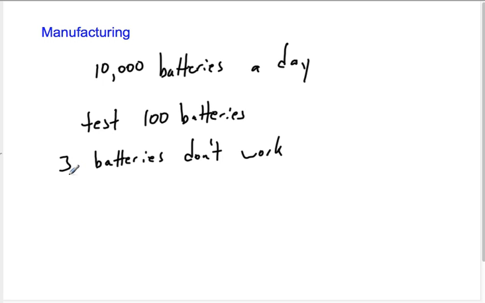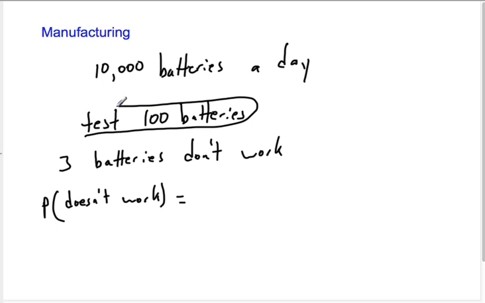So if we want to say the probability that the battery doesn't work, we could say, well, the number of trials in this case, because we're testing 100 batteries, would be 100, so that's on the bottom. And the number of favorable outcomes in this case, the battery doesn't work, would be 3. And so that's going to be 3% of the time it doesn't work.